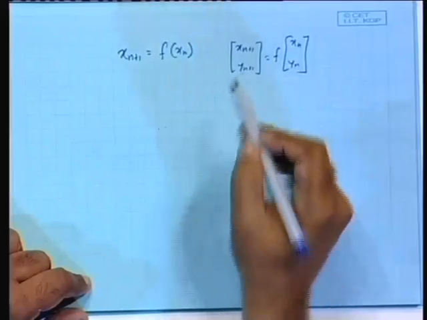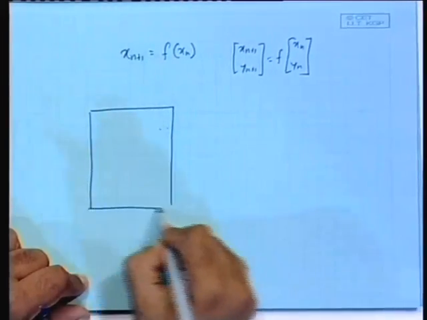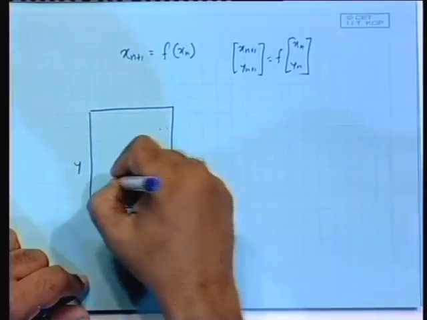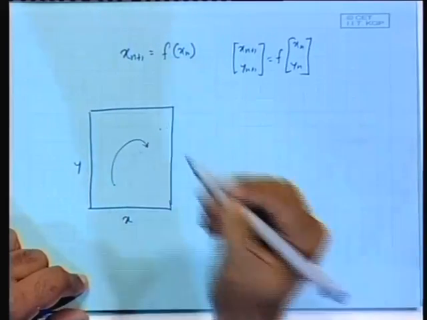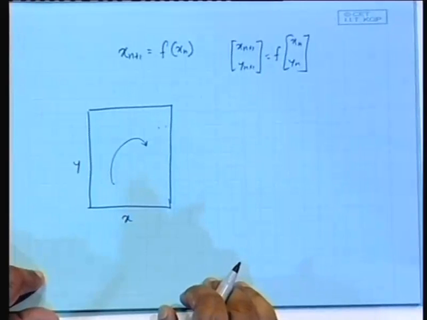So what happens is, if you take a point in that space x y, this point, by this function, maps to another point and so on and so forth. So that is a dynamical system.